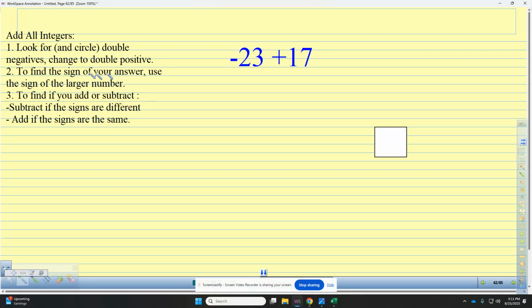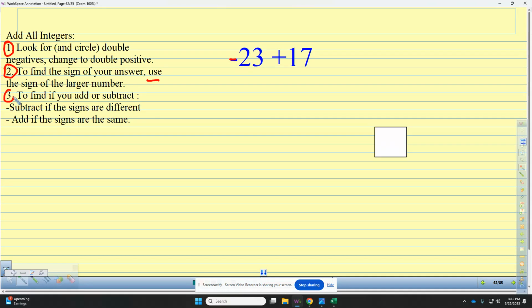Next problem. So again, look, do we have any double negatives here? We've got a plus sign, but they're not next to each other. We've got a minus sign. They're not next to each other. So we're good there. Step 2, I want you to think to yourself, is the answer going to be positive or negative here? What do we have more of? More positives or more negatives? Well, 23 negatives, 17 positives. So our answer is going to be negative. So we need to remember our answer is negative.